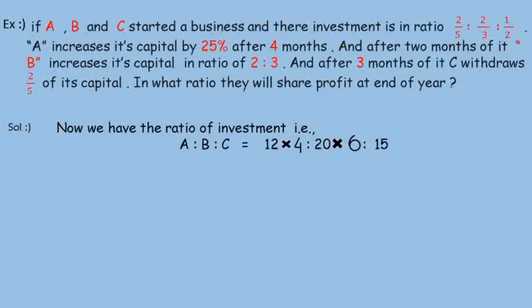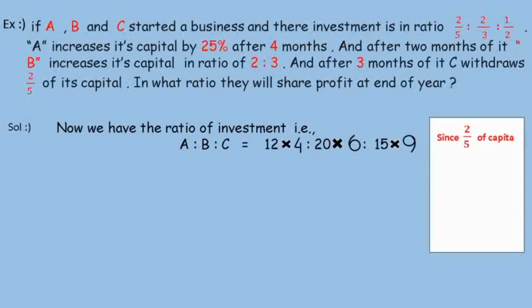And after 3 months of it, means after 3 months of B, so multiply in ratio of C by 9, because 6 plus 3 is 9. Now what C has done, after 3 months of it, 2/5 of its capital is withdrawn. So since 2/5 of capital of C, it means 2/5 into 15, which is 6, and 6 is withdrawn from it, so capital will be 15 minus 6 is equal to 9.